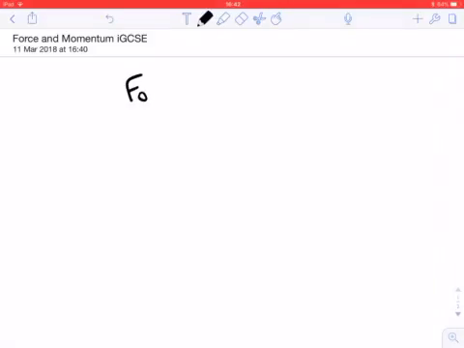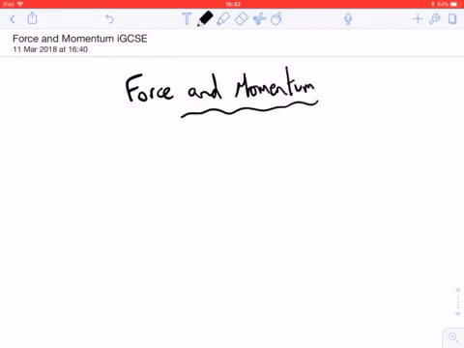Force and momentum. What's the link between these concepts? Well, let's begin with an equation which we've learned when we looked at Newton's laws.